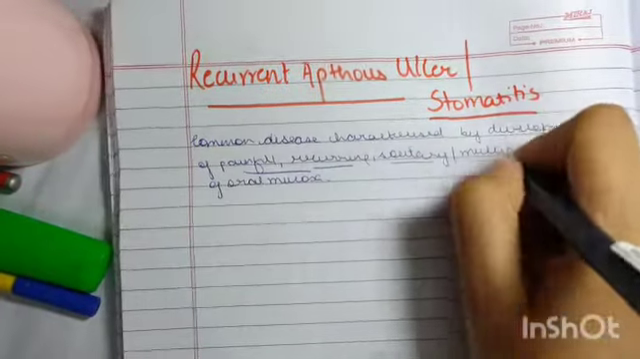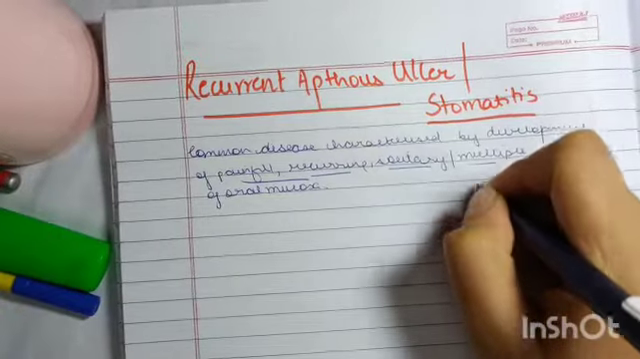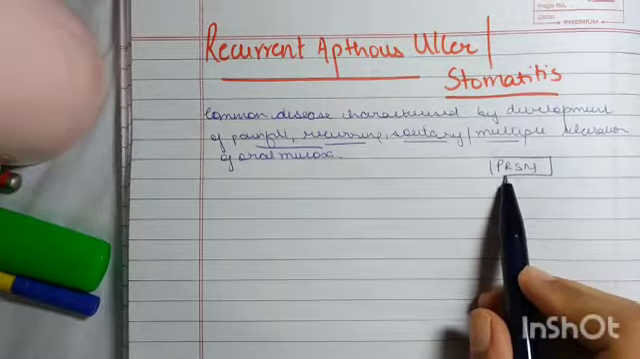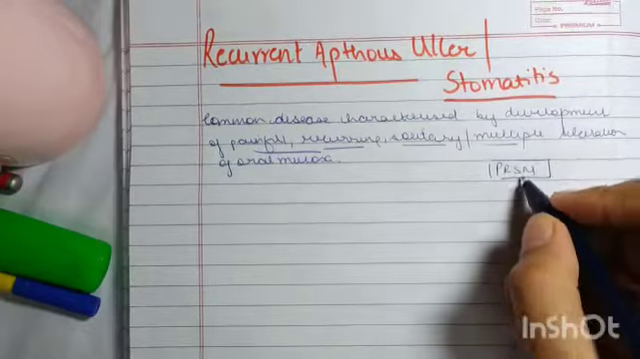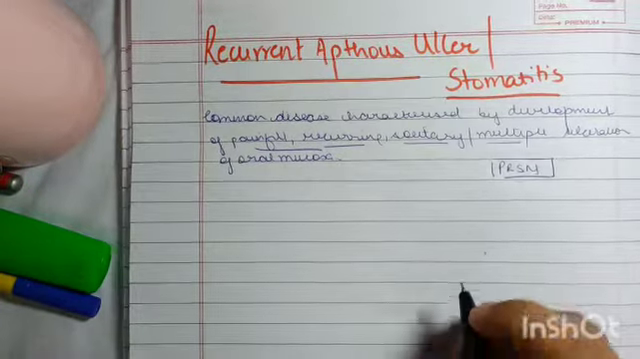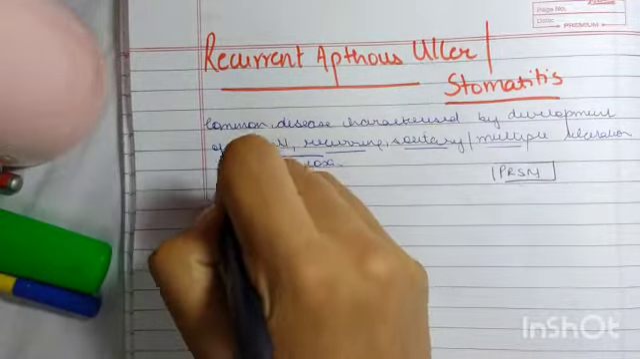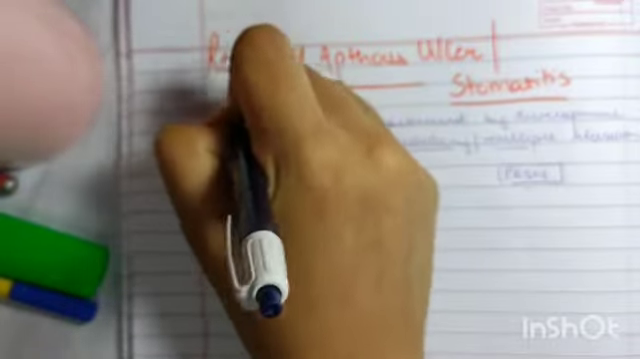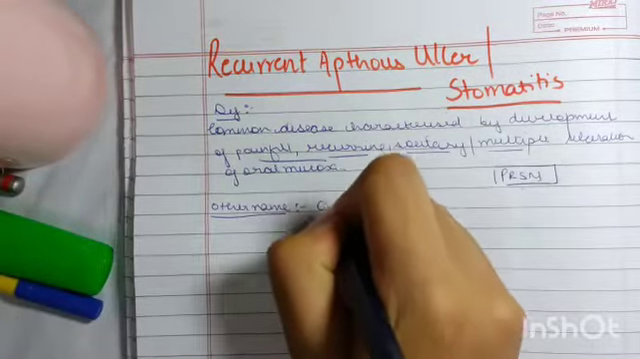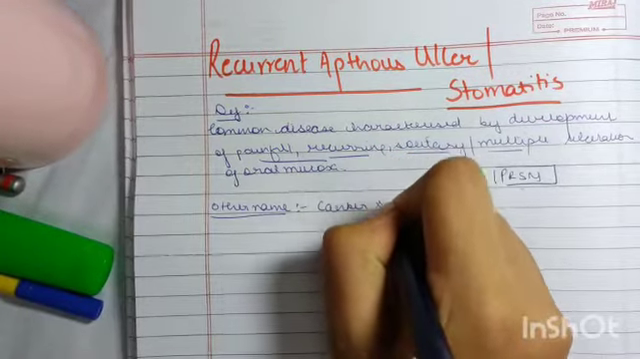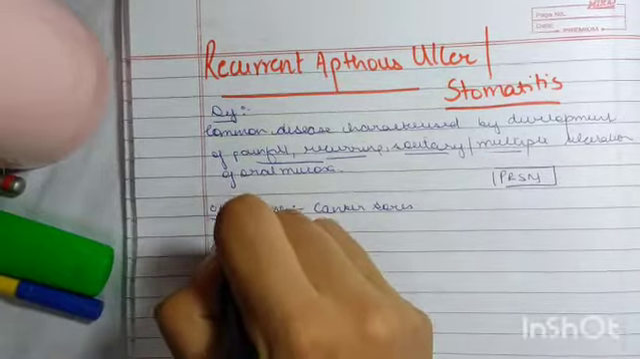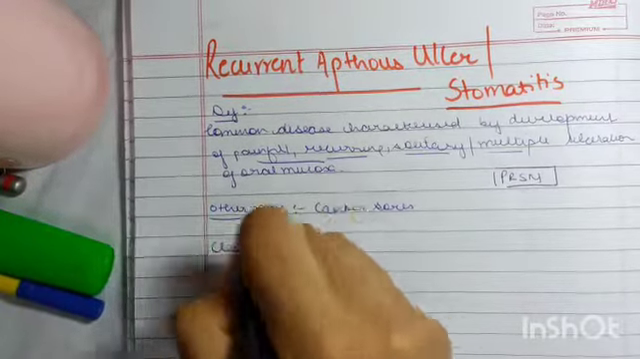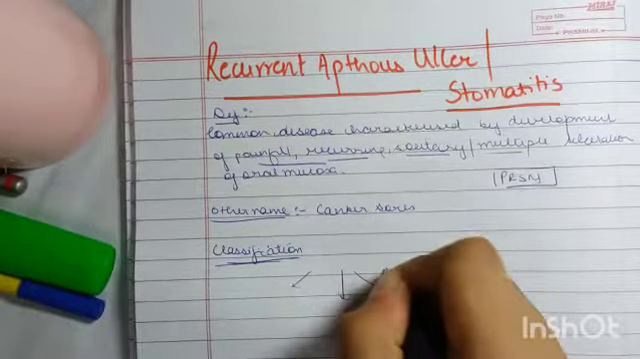To remember all of them, just go by PRISM without an eye, and you can remember painful, recurring, solitary, and multiple. So now coming on to the other name, it is also called canker sores. Now let's talk about the classification. In classification, we divide them into four categories.